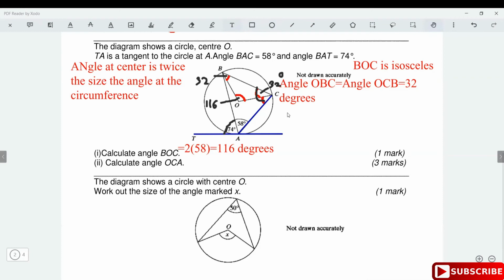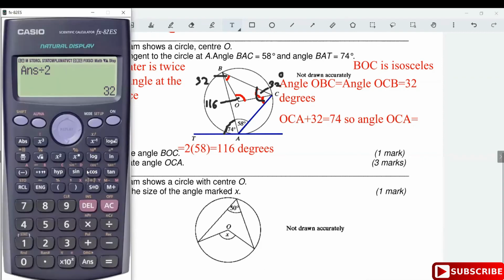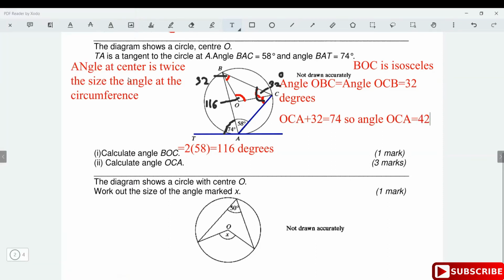So now we can write down that angle OCA, I'm just going to write OCA due to limited space. We can just write OCA plus the 32 must equal 74. And so angle OCA is equal to 74 minus 32. You put that in a calculator. 74 minus 32, and that is 42 degrees. So you can tell them that it equals 42 degrees.